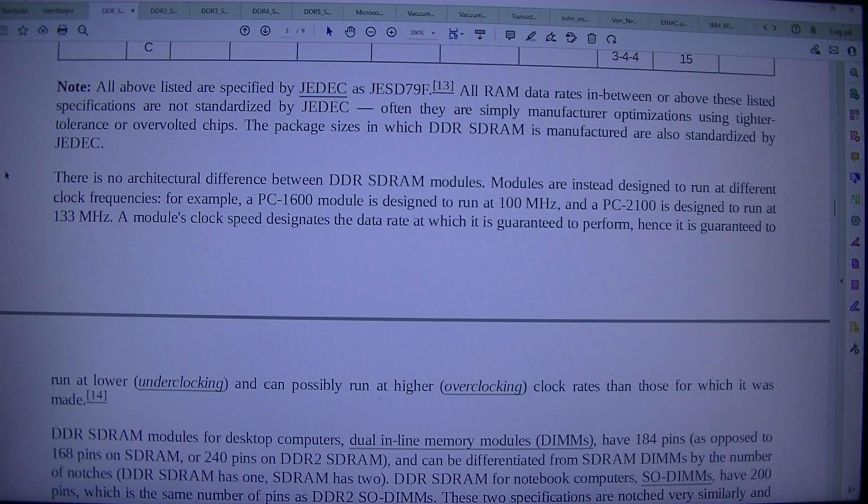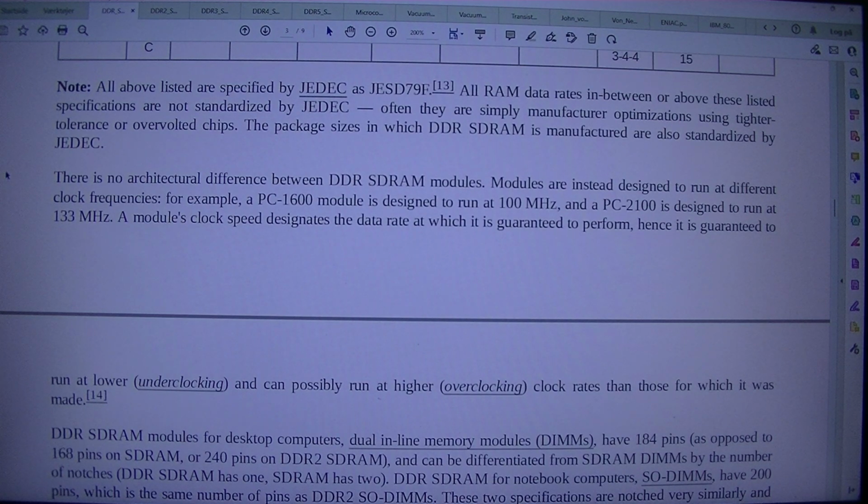The package sizes in which DDR SDRAM is manufactured are also standardized by JEDEC. There is no architectural difference between DDR SDRAM modules. Modules are instead designed to run at different clock frequencies.